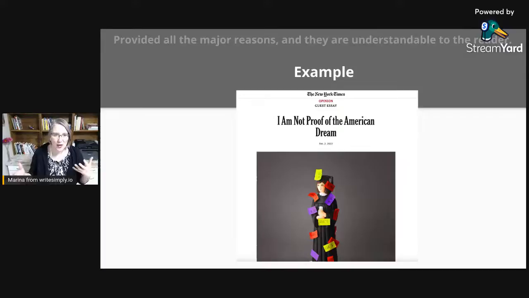Now, whether you agree or disagree with our examples is not really the point. The point is that somebody is expressing an opinion. So we still have freedom of speech. We're able to express an opinion, and we want to express it well, which is why we want to provide all of the major reasons so that our reader understands and connects. So let's have a look at this. And I'm going to share that so that you can have a look at the essay as well.